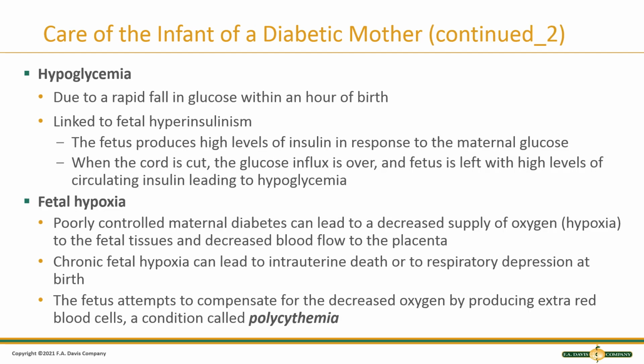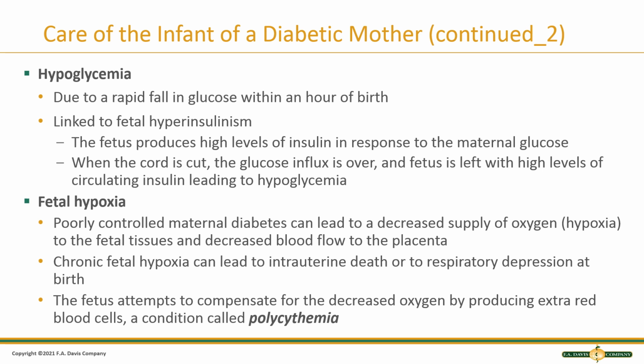They develop the hypoglycemia, as I said, due to the rapid fall of the glucose. And then when the cord is cut, the glucose influx is over. The fetus is left with high levels of circulating insulin, which leads to the hypoglycemia. Now, these are infants that we have to watch just as closely as we would watch any other infant. We don't want this infant to get cold and use up the glucose storage that it has. We don't want respiratory distress because that's going to use it up even more.